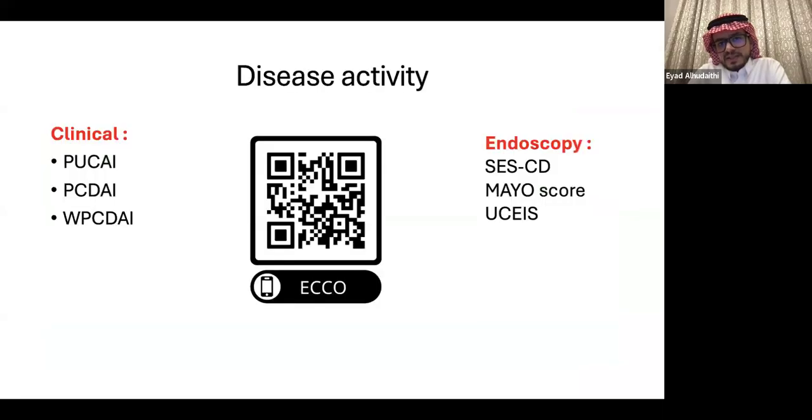So we cannot go through all of the activity indices, but I know it's very important. So I just found this web page. And what I find important for you, because there are a lot of scores for both pediatric and adult, but these are the ones for pediatric that I find useful and handy, and it's important to have. So if you can scan it and focus on the clinical and endoscopic scores.